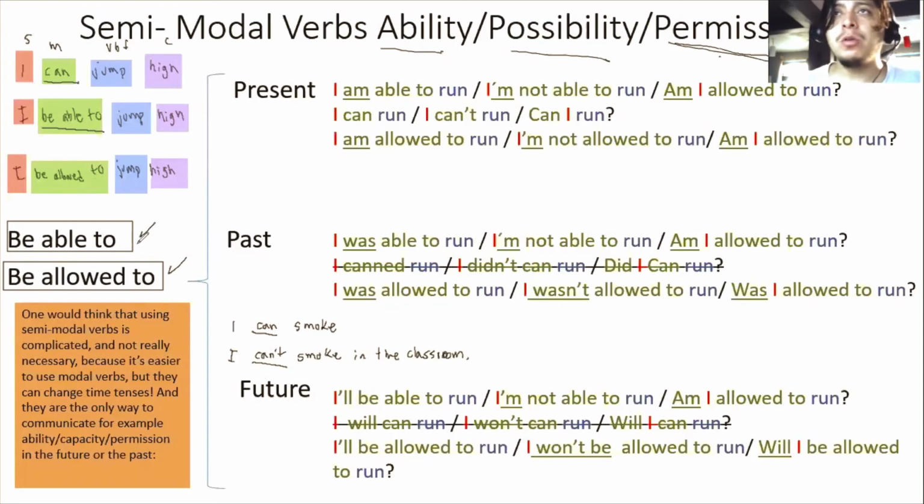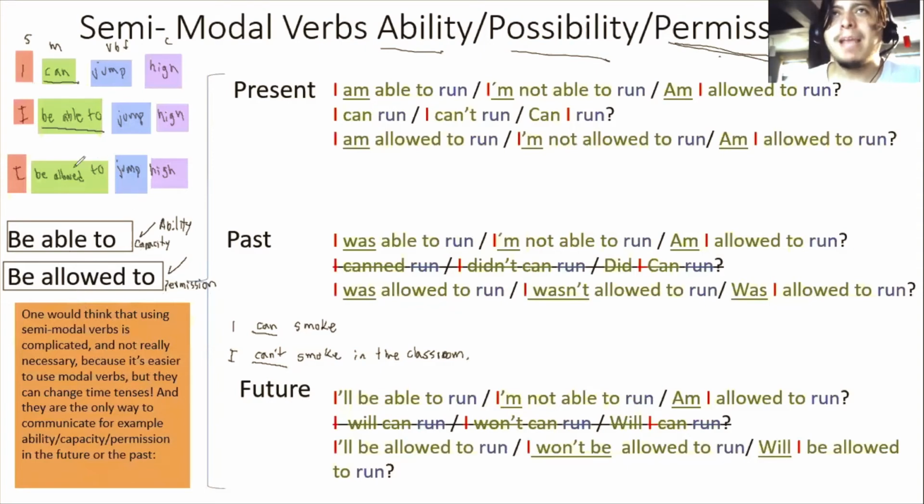When you say be able to, we are speaking about capacity or ability. I'm able to smoke, it means I can because I have what I need. I have the ability or I have the capacity. When you're using be allowed to, it means permission. If you say I'm not allowed to smoke, it doesn't have anything to do with your ability or your capacity. It has to do with the permission. You don't have express permission from someone. Okay, you will need permission.